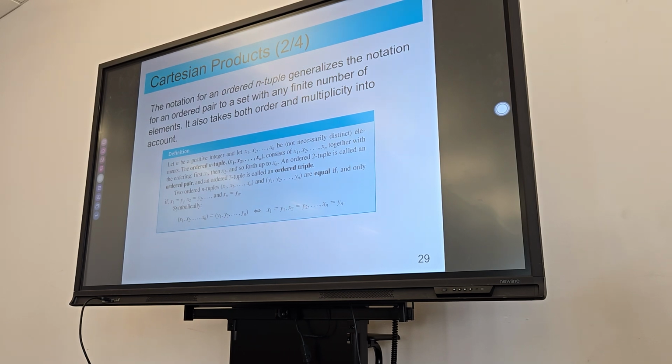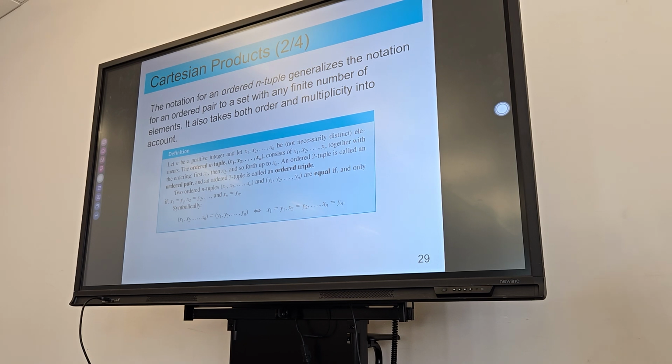The notation for an ordered n-tuple generalizes the notation for an ordered pair to a set with any finite number of elements. It also takes both order and multiplicity into account. I won't go through the formal definition. It's kind of wordy. But basically, if element 1 equals element 1 in the two tuples, element 2 and element 2 are equal in the two tuples, and so on and so forth, then the tuples are equal.